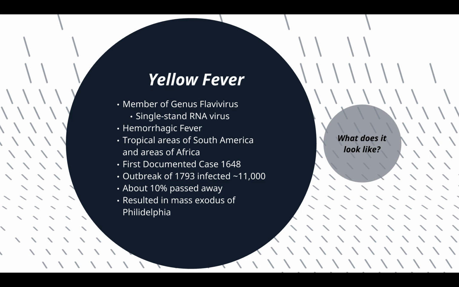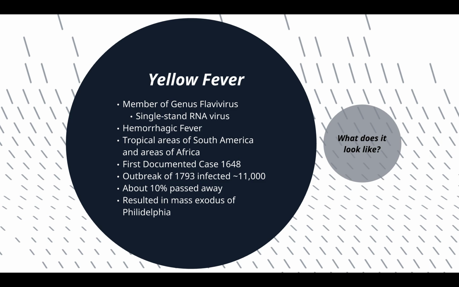Yellow fever has been known to cause hemorrhagic fevers. In other words, a hemorrhagic fever is when a fever affects the body's ability to clot blood. This is seen in some other diseases, but it's most known for yellow fever. Yellow fever is mostly found in tropical areas of South America and areas of Africa.